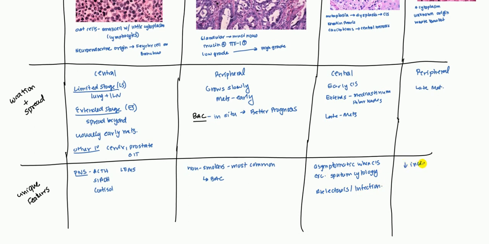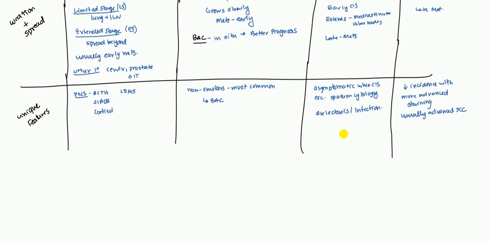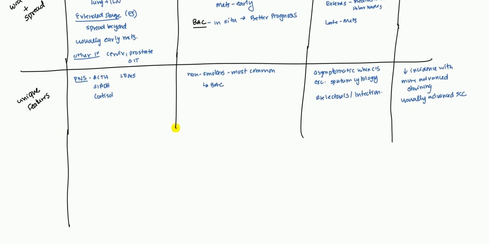And finally, with the large cell carcinoma, these are decreasing in incidence, and this is because there are more advanced staining methods, and so we're starting to find that actually many of these were just advanced squamous cell carcinoma, just difficult to differentiate. Okay, so next what we'll talk about is the management.